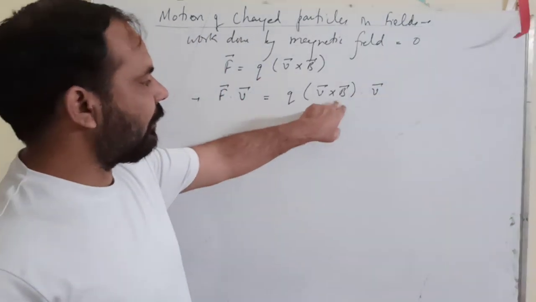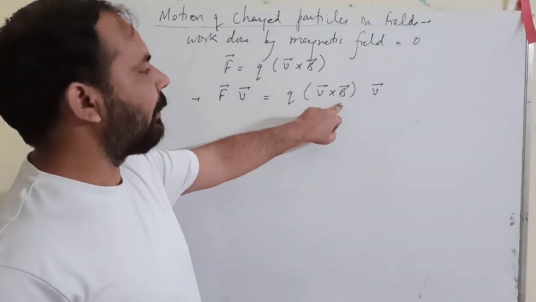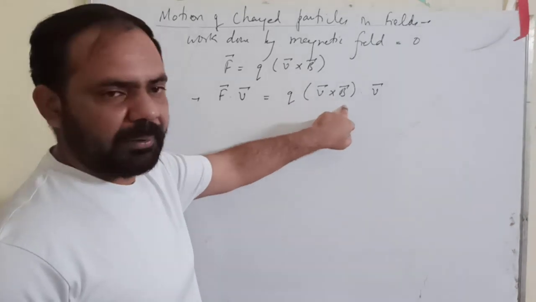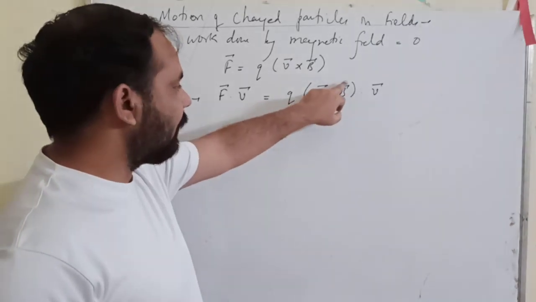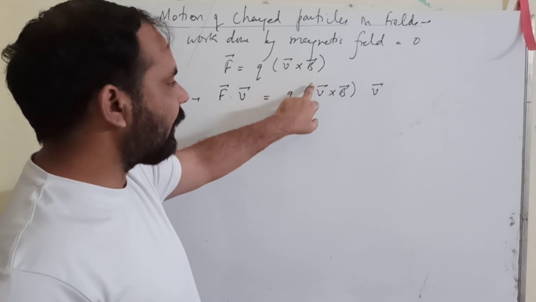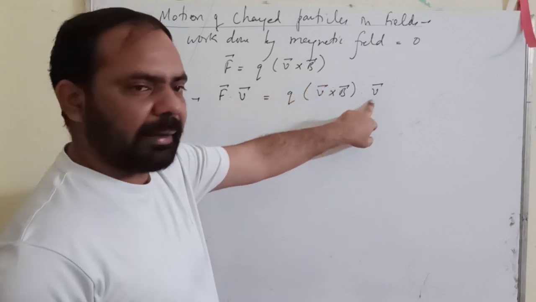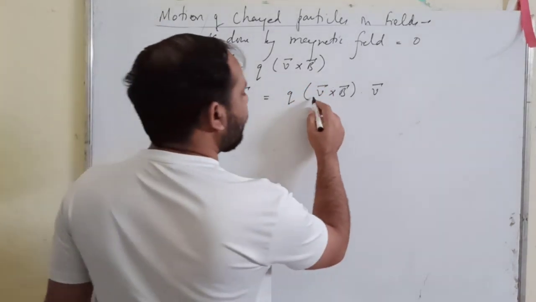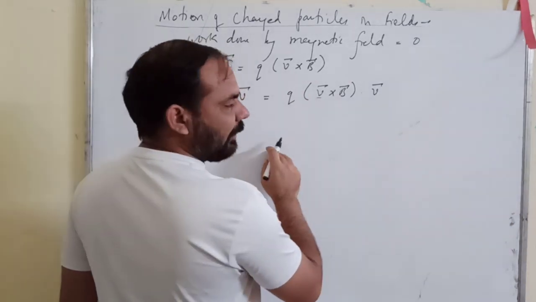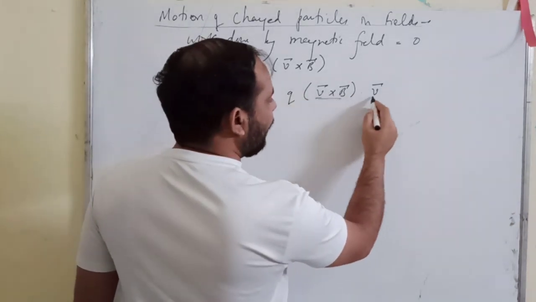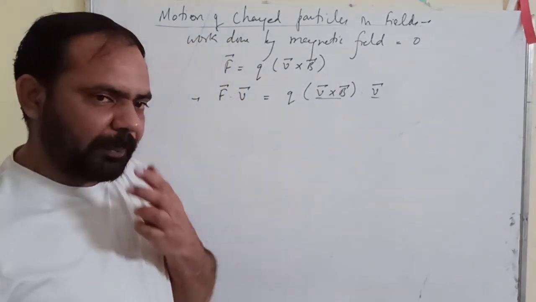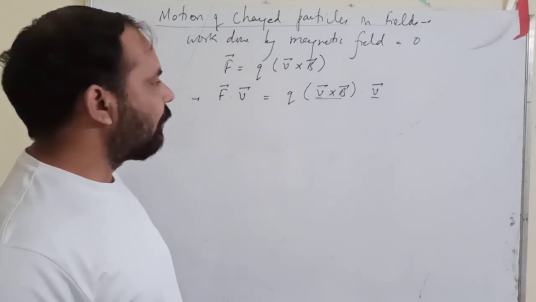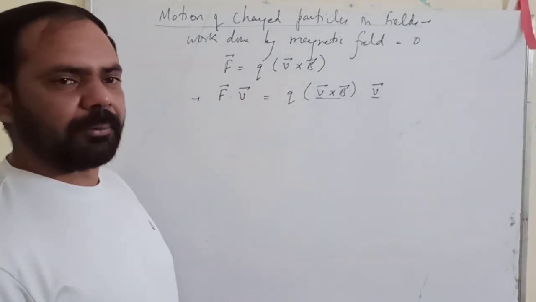Now V vector cross B vector will be perpendicular to both V vector and B vector. Okay, now this is a vector which is perpendicular to V vector. So this vector and this vector, they both are perpendicular to each other, right? What is the dot product of two perpendicular vectors?